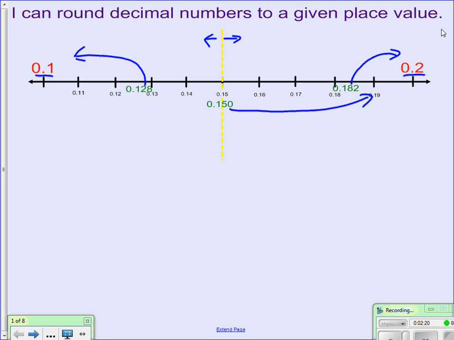And just like we did before here, I am going to identify my place value. So if I'm looking at the tenths, here's the tenth. I look to the right. If you remember back to the other one, our rule was if it was 5 or higher, we rounded it up. We add 1. Well, 8 is higher than 5, so I'm going to add 1 to the 1. Make it 2.